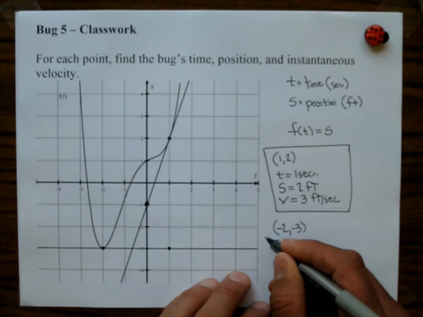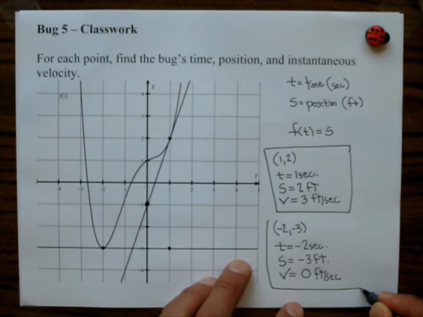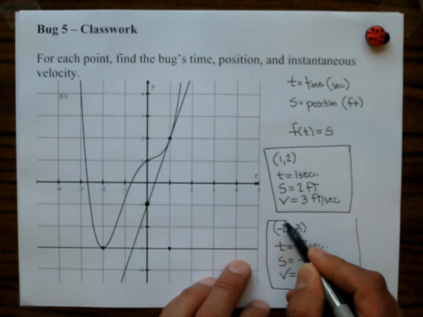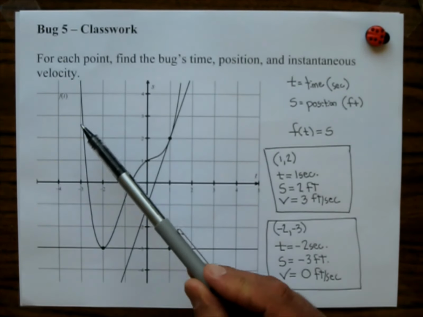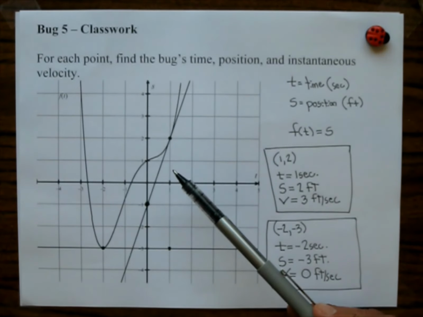If you pretty much get this and think it's a breeze, then bug 5 is not going to take you that long. It's going to be pretty quick. What we want you to get out of bug 5 is that instantaneous velocity, when you have a position function graphed, is described using the slope of the tangent line at the point.